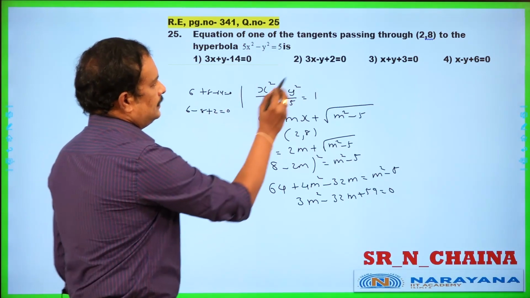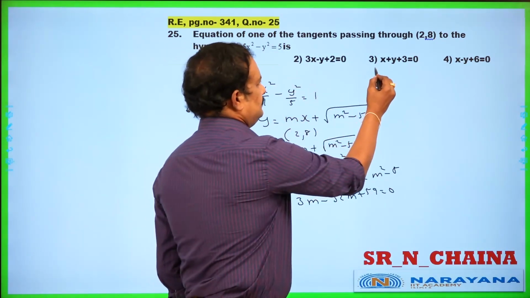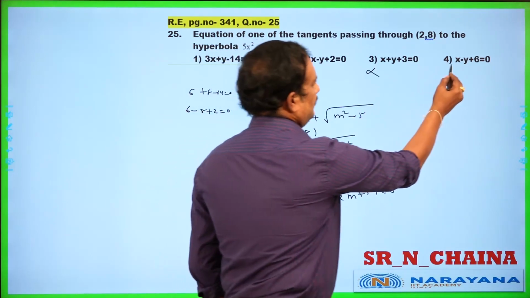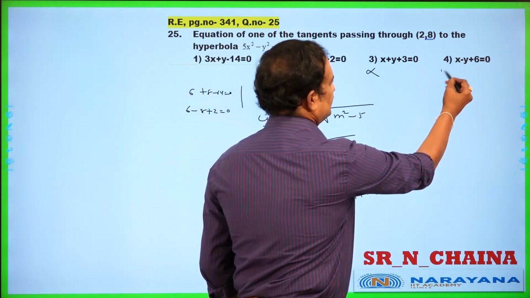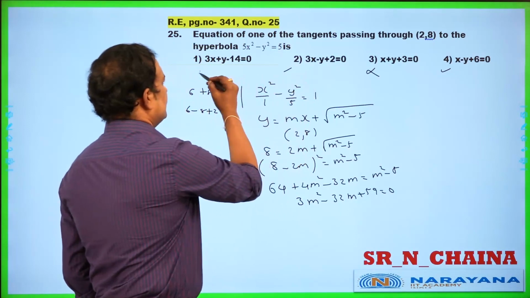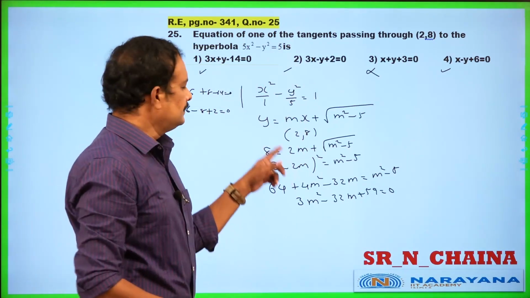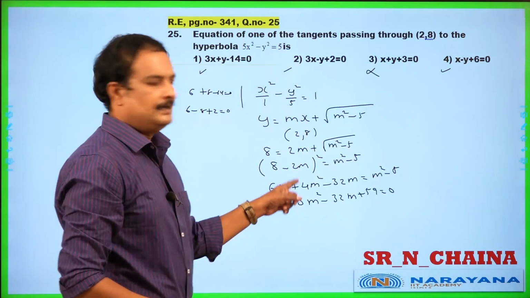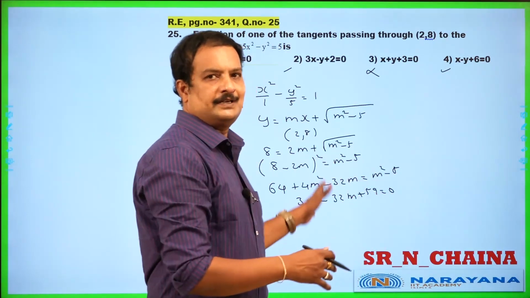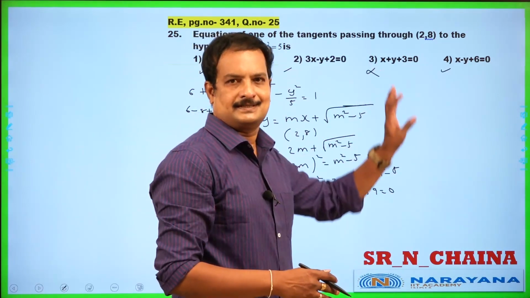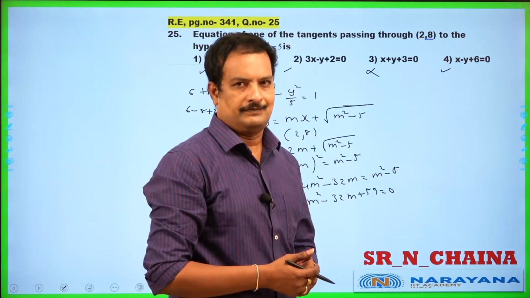So next one, 2 plus 8 plus 3 is not 0. So this is not the answer. And even this is being satisfied. So by elimination method also we will get this one. And after that, we will take the m value from this one, and whatever is the m value obtained from this one, then we can decide the answer for this. That's how we are going to solve it.